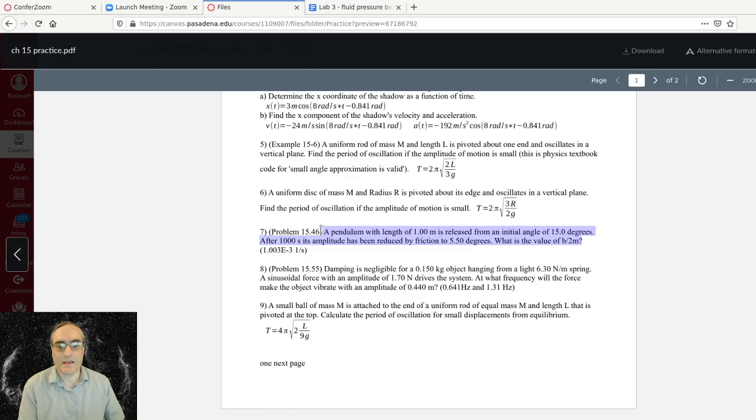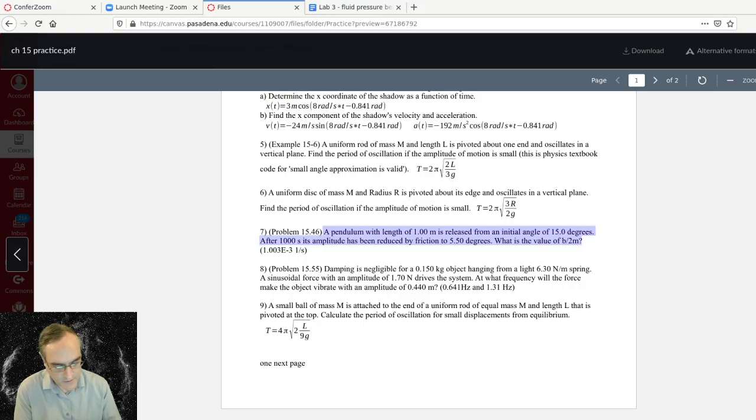Alright, what we have is a pendulum with a length of 1 meter, and it is released from an angle of 15 degrees, which, while not normally considered small angle, we'll treat it as though it is here. Let's see, what else do we know?